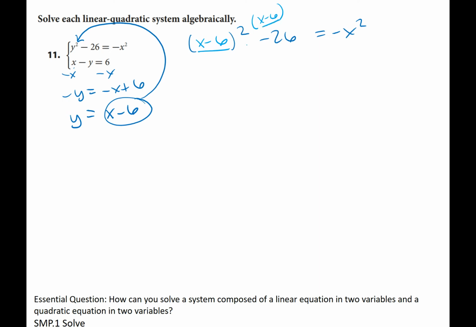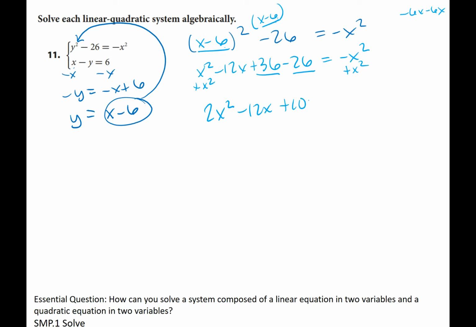So I'm going to really write it twice. We're going to FOIL this piece and this piece. So x times x is x squared. x times negative 6 is negative 6x. And I have 2 of those, so I get negative 12x in the middle. And then negative 6 times negative 6 is 36. Minus 26 equals negative x squared. All right, we do need to do some combining like terms and get it equal to 0 since it is a quadratic. So I would probably start by adding this x squared to the other side. And x squared plus x squared is 2x squared minus 12x. 36 minus 26 is 10 equals 0.